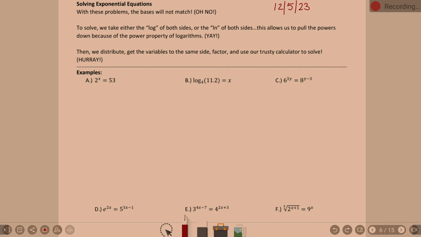We'll probably talk about isolating the power. You're going to want to take the log of both sides. With that in mind, you can do log any base you want. Typically, I tend to just do log base 10. You can do natural log. You're going to want to do one of those two, though, because we need to be able to hit the calculator button, right? But this will allow us to pull the powers down with our power property of logarithms, and we can solve.